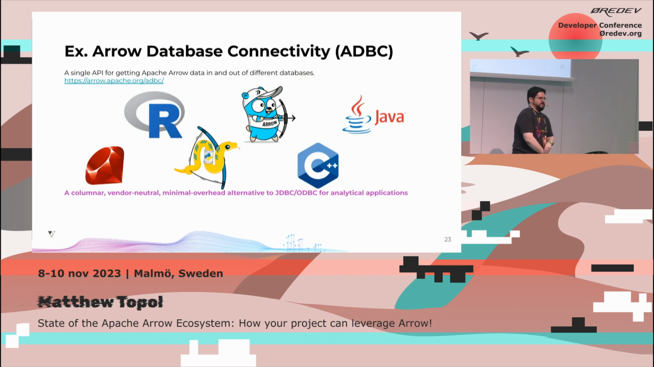Arrow database connectivity. If you are familiar at all with how ODBC or JDBC work, they work by providing a single client interface. So you can code against the one API, and you swap out drivers to do the different backends. ADBC is the same idea. You have a single client interface that's Arrow native, and expects Arrow. You send in Arrow data, you retrieve Arrow data, and then you swap out drivers, do the different implementations.